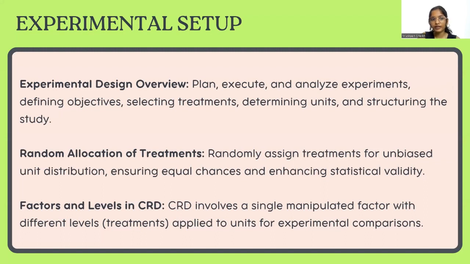Let's see the experimental setup of CRD. Experimental design overview. Plan, execute, and analyze experiments, defining objectives, selecting treatments, determining units, and the structure of the study. Random allocation of treatments. Randomly assign treatments for unbiased unit distribution, ensuring equal chances and enhancing the statistical validity. Factors and levels in CRD. CRD involves a single manipulated factor with different levels, that is, treatments, applied to units for experimental comparison.